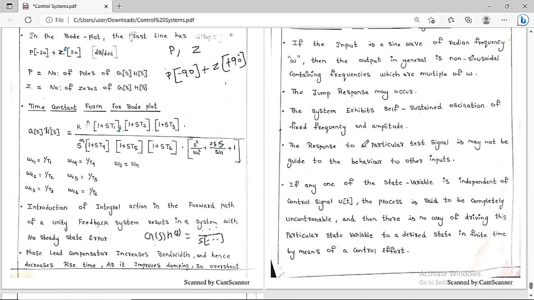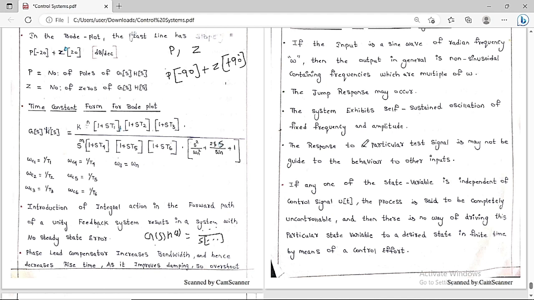So if all the state variables are controlled, the whole system is said to be controllable. If all the state variables are measured, then we consider the overall system to be observable. Therefore, even if any one state variable is uncontrolled, the whole system is said to be uncontrollable. If any state variable is unmeasurable, then the overall system is said to be unobservable. I have told you this so many times. If any one of the state variables is independent of the control signal u of t, the whole process is said to be completely uncontrollable, and there is no way of driving this particular state variable to a desired state in finite time by use of a control effort.